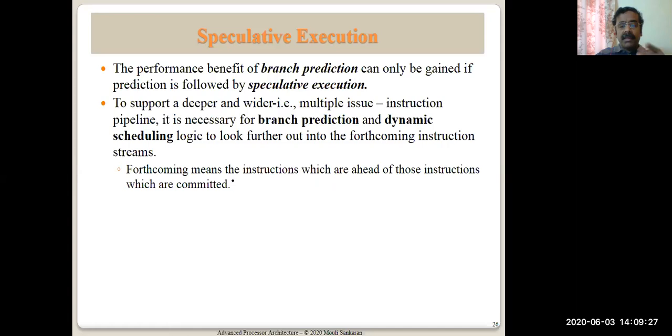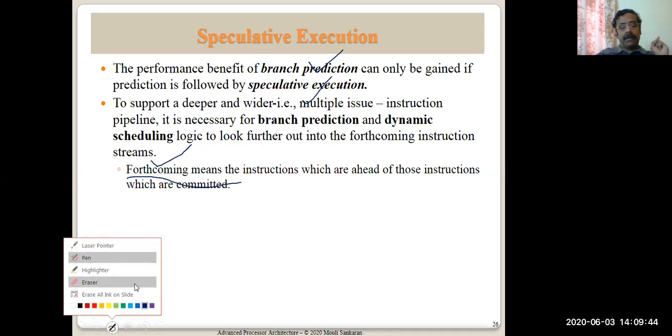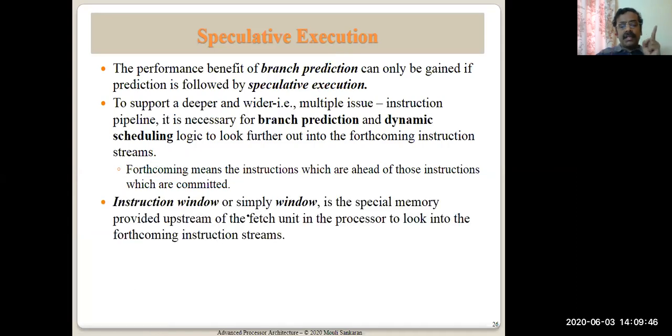So forthcoming means the instructions which are coming after the branch instruction. Forthcoming instructions have to be fetched correctly. If you have predicted it correctly, you would have fetched the correct instructions and executed them, and you will gain from it because you don't have to flush the pipeline. The instruction window is the number of instructions that you are fetching from the memory. It can be wider if you have a wide instruction queue and all that.